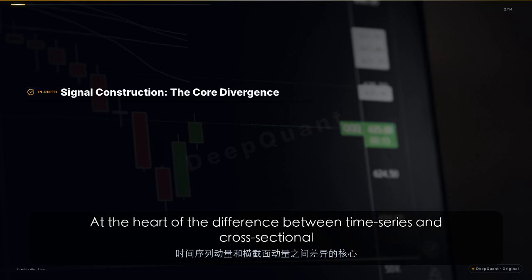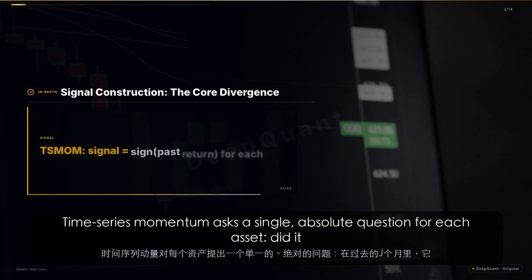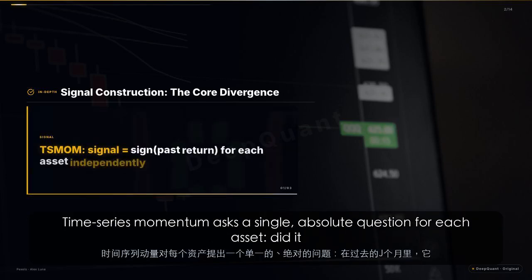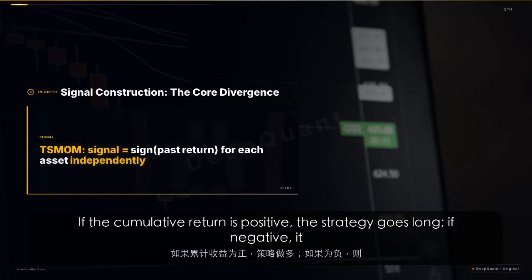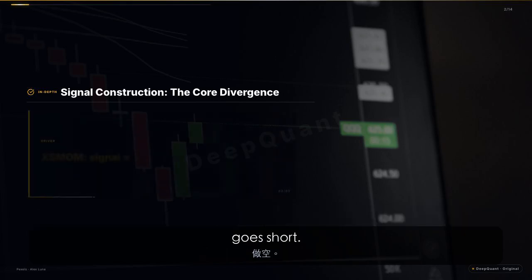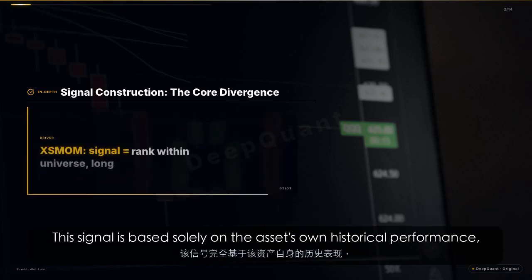At the heart of the difference between time series and cross-sectional momentum lies the construction of the signal. Time series momentum asks a single, absolute question for each asset: did it go up or down over the past J months? If the cumulative return is positive, the strategy goes long; if negative, it goes short. This signal is based solely on the asset's own historical performance, ignoring all other assets.